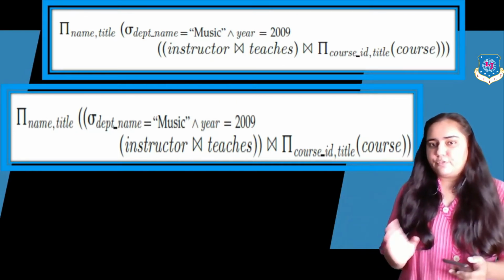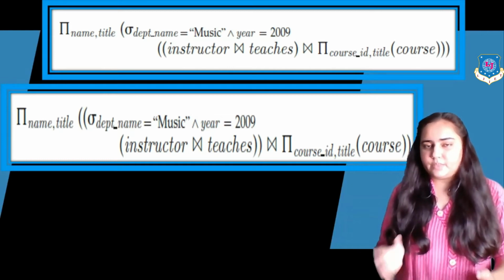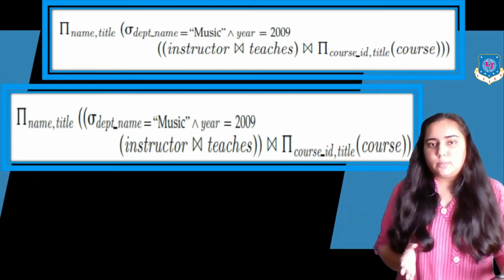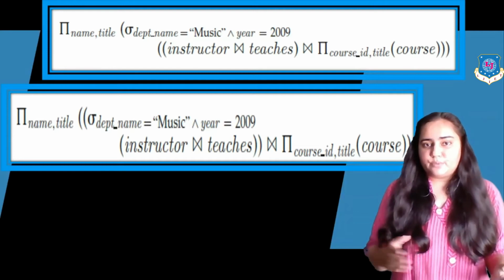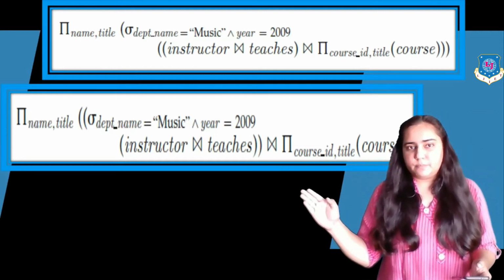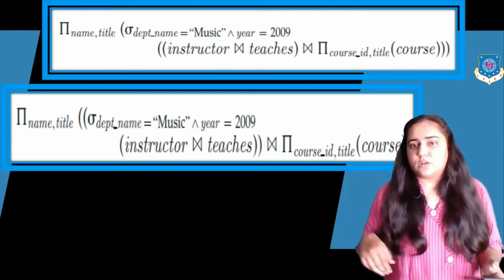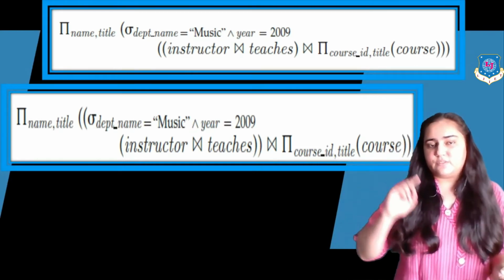First of all, from course, I have taken out course ID and title. That remains as it is. But then you notice that there's a bracket. There are 2 brackets after teachers, right? There are 2 brackets after teachers. And there are 2 brackets before sigma condition, which was not there earlier. Before sigma, there was only 1 bracket.